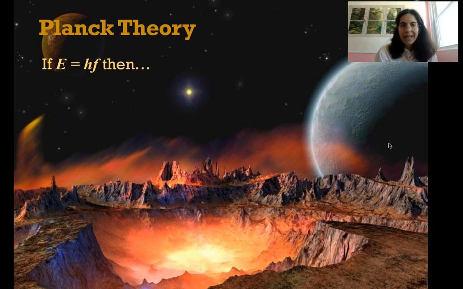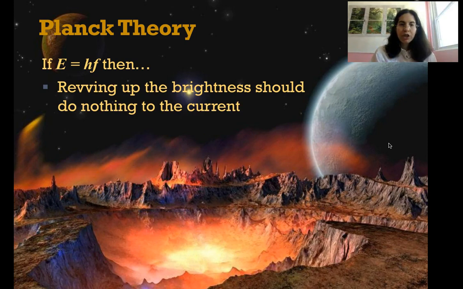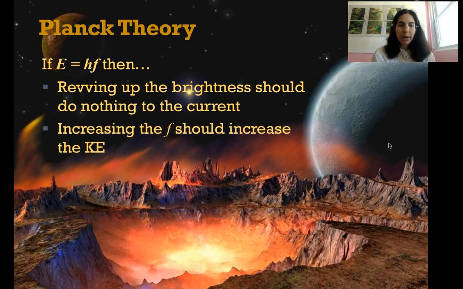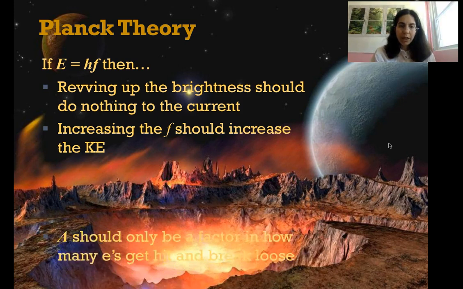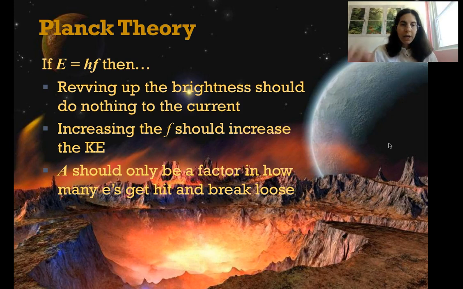Now, Planck's theory explains so much about radiation as we know it. Notice, it could be thermal radiation, but it could be electromagnetic radiation. Einstein makes the connection. Revving up the brightness should do nothing to the current if electromagnetic radiation works by the Planck model. Increasing the frequency should increase the kinetic energy and should increase the current, just as before, a linear relationship. However, Einstein shouldn't be able to play with the dials and have A, or the square root of A, compensate for F. A, the amplitude, should only be a factor in how many electrons get hit and break loose.